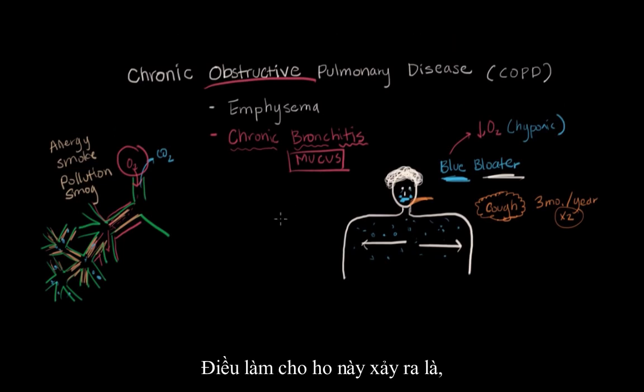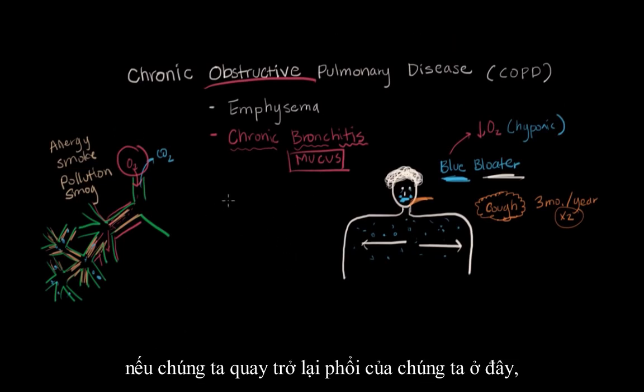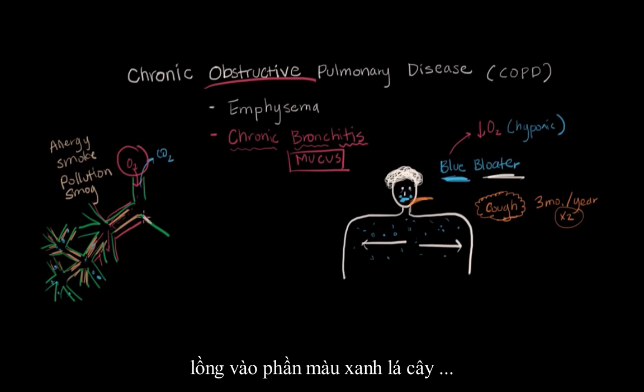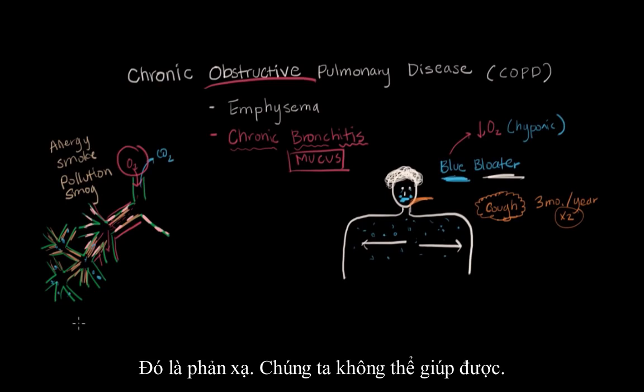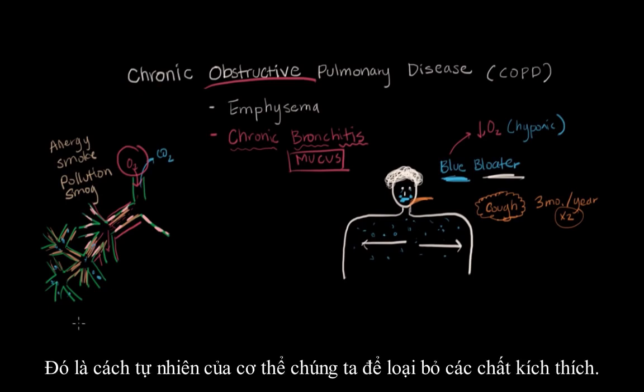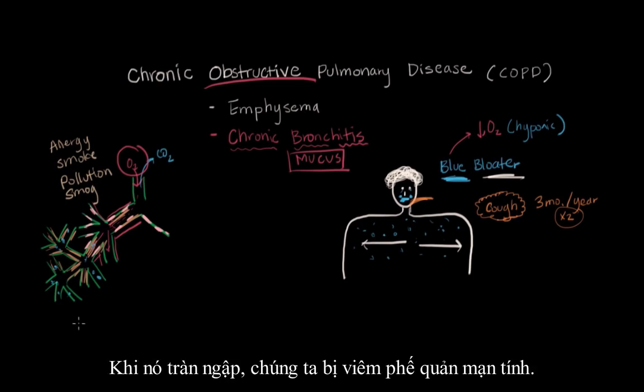And what makes this cough happen is, if we're going to go back to our lungs here, embedded in the green part, I don't know if you can see this, but in the tissue of the walls of the lungs, there is smooth muscle. So in response to all this irritation going on, the smooth muscles spasm, and that's how you get the cough. It's a reflex, we can't help it. It's our body's natural way of getting rid of irritants. And when it goes overboard, we have chronic bronchitis.